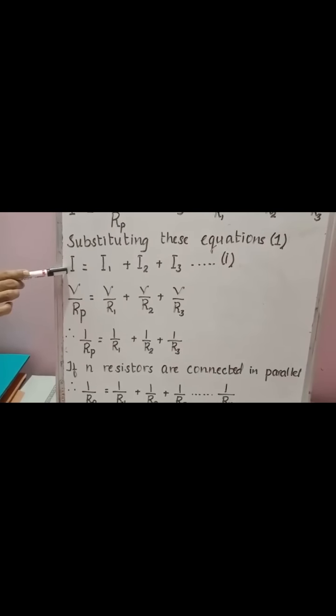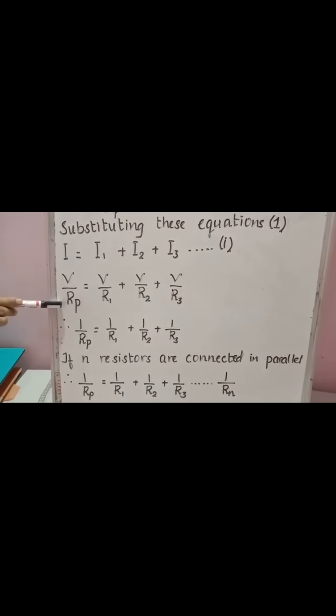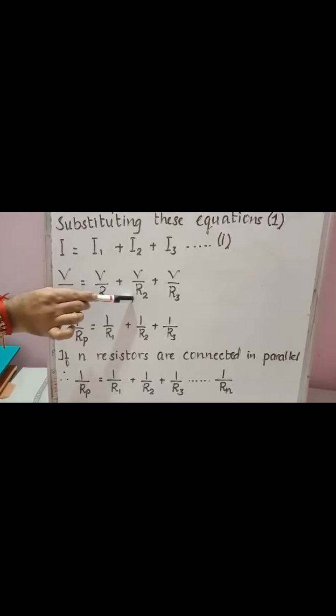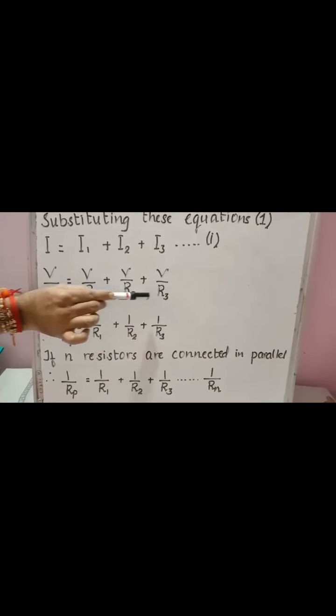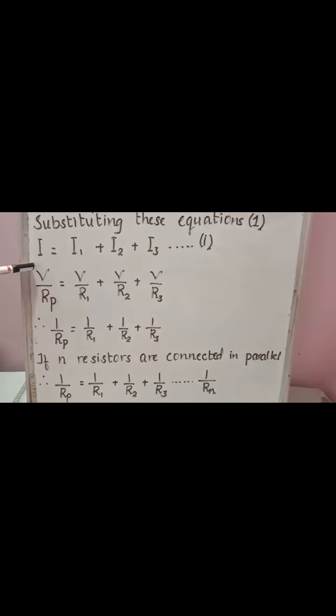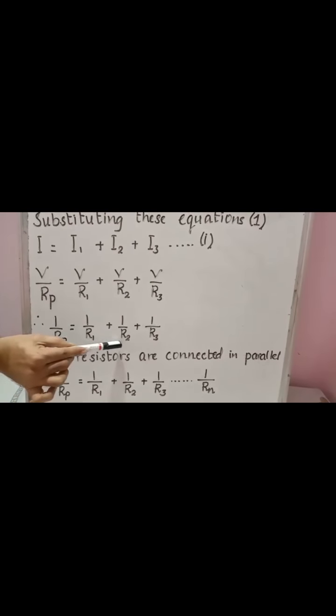What is the first equation? I equals I1 plus I2 plus I3. Now we will substitute the values. I equals V upon Rp. I1 equals V upon R1. I2 equals V upon R2. I3 equals V upon R3. Here V, that is the potential difference, is common, so we will take it out. When we take it out, it will be 1 upon Rp equals 1 upon R1 plus 1 upon R2 plus 1 upon R3.